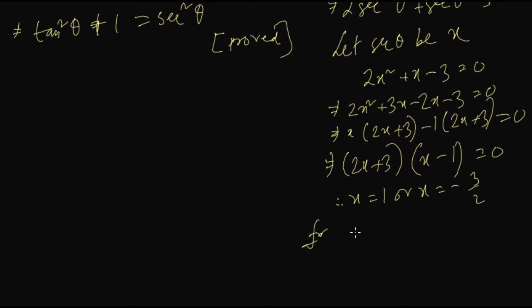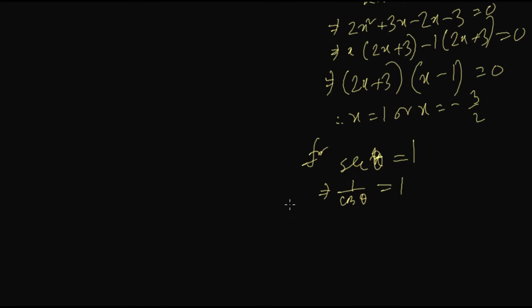For x, remember sec theta we considered to be x. Sec theta equals 1. You have to write it first as a cosine. The reciprocal of cosine is sec, so 1 by this is this. Of course it doesn't make any difference. If you cross multiply, you get cos theta equals 1. Now when you get a value of sine theta or cos theta as 1 or minus 1 or 0, you don't have to use the quadrant, you just do it directly.